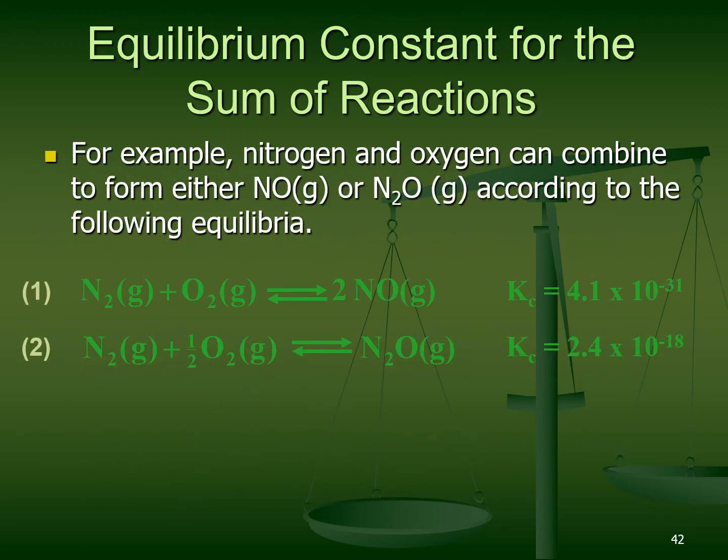All right, so for example, let's take reaction 1. N2 plus O2 gives me 2NO, and my K value for that is 4.1 times 10 to the minus 31. Let's evaluate that for a second before we move on. That is a really, really tiny K number, and remember what we said about very small numbers. If you have a very small K, that means the reaction doesn't really go as written.